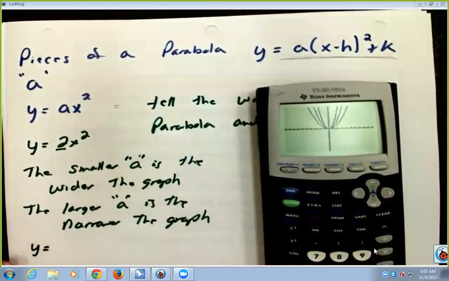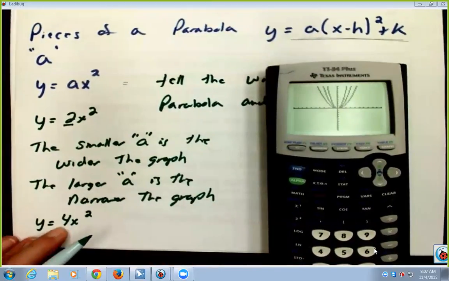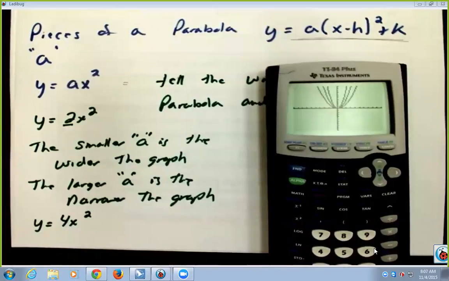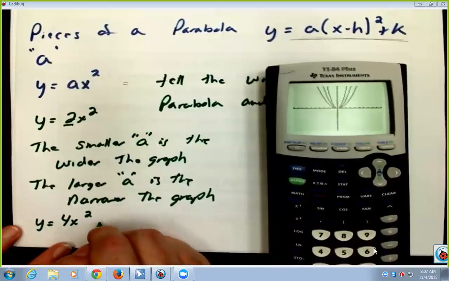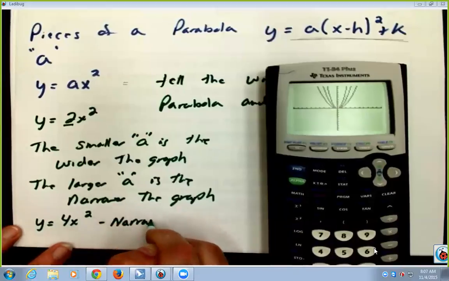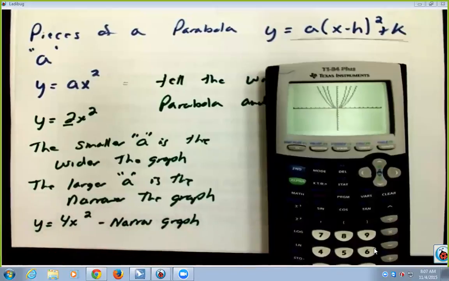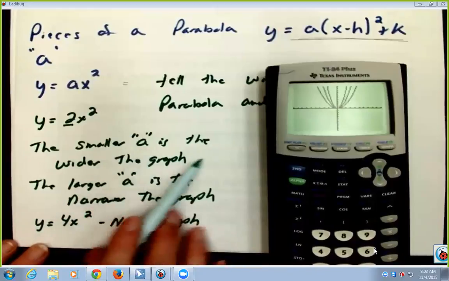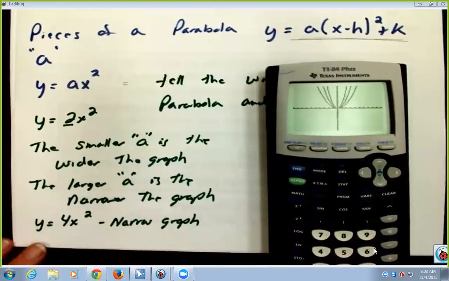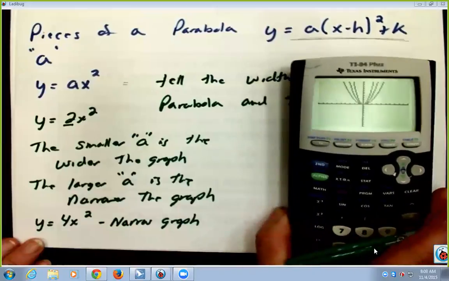So if I gave you y equals 4x squared, what would you think would happen to that graph? If we put it onto a calculator, what would happen to it? The 4 is going to make it do what? Is it going to get skinnier or wider? What do you guys think? Skinnier. So this would be a narrower graph. So we get a narrower graph with that part. Okay? So if A is small, we get a wider graph. If A is larger, we get a narrower graph.